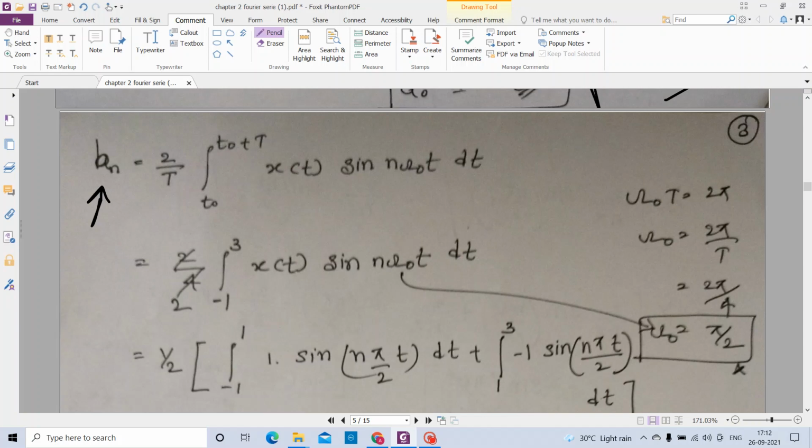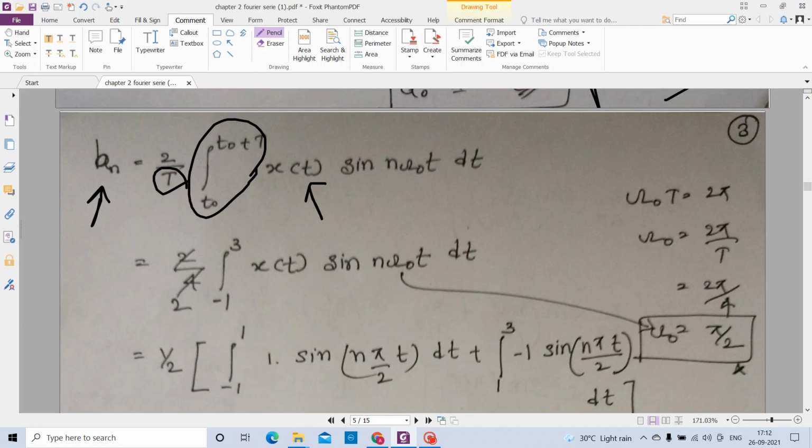For that, we have to use the equation 2 by T, integral from t naught to t naught plus T of x of t into sine n omega naught t into dt, right? Thereafter we have to mention the fundamental time period 4, the one cycle time period, that is from minus 1 to 3. Then x of t here is the magnitude of our train pulse, plus 1 and minus 1. Then we have to multiply those magnitudes with the sine function.